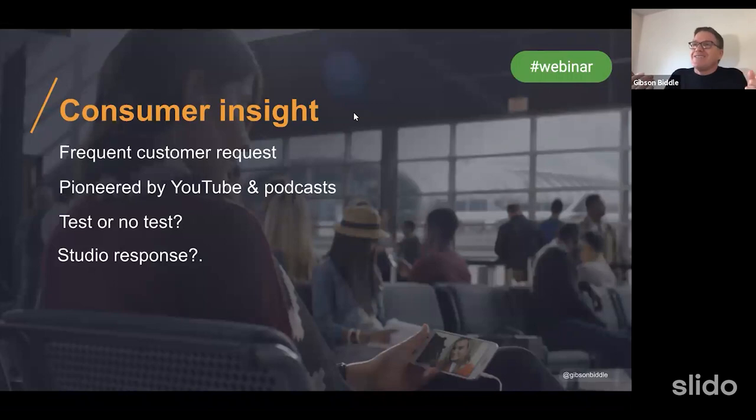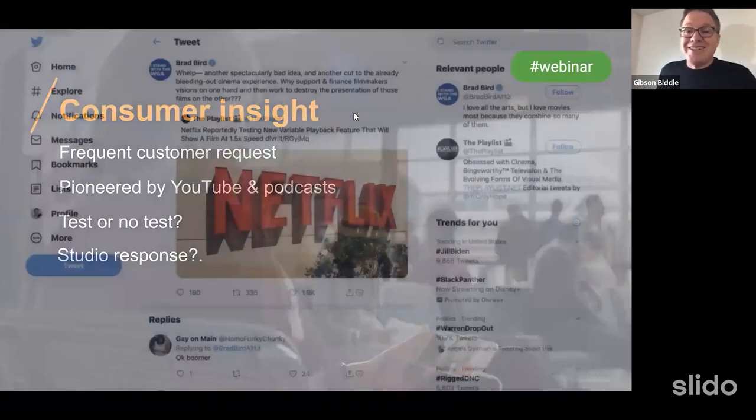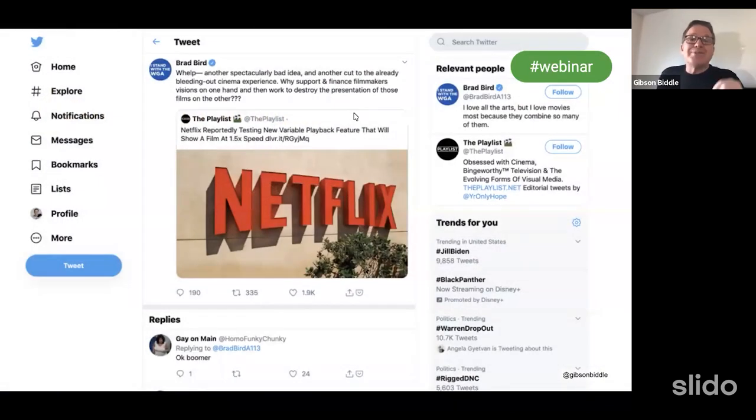So the reason I know about this is the test was found, and the fact that I'm always clearing my cookies and changing browser, I'm finding all these tests. Okay, so guess what? The studios noticed. So this is Brad Bird. He's the director of The Incredibles, Disney, big dude. "Welp, another spectacularly bad idea and another cut to the already bleeding out cinema experience. Why support and finance filmmakers' visions on one hand and then work to destroy the presentations of those films on the other?" So this test is discovered, it's found out, and this is Brad's thing.